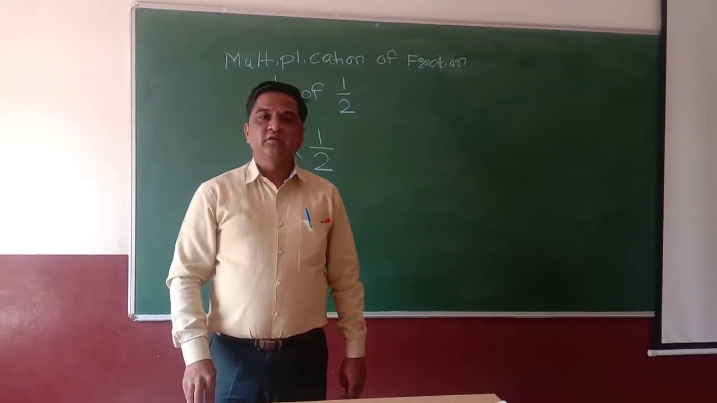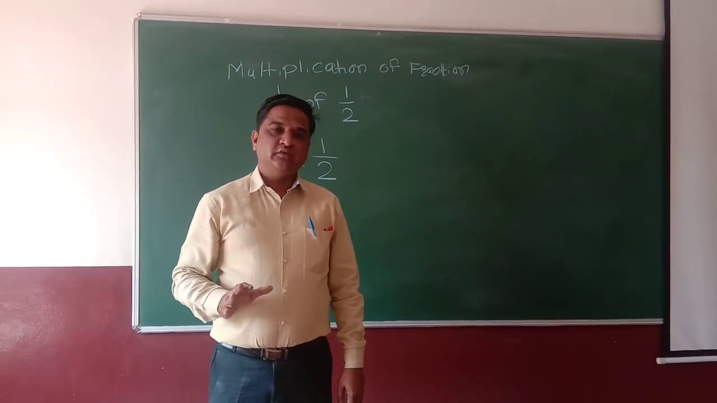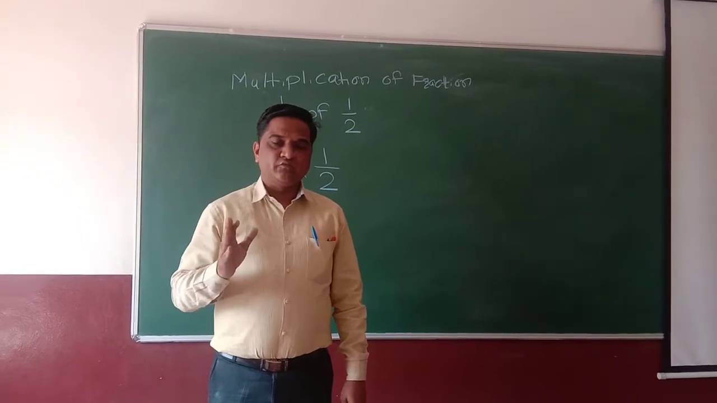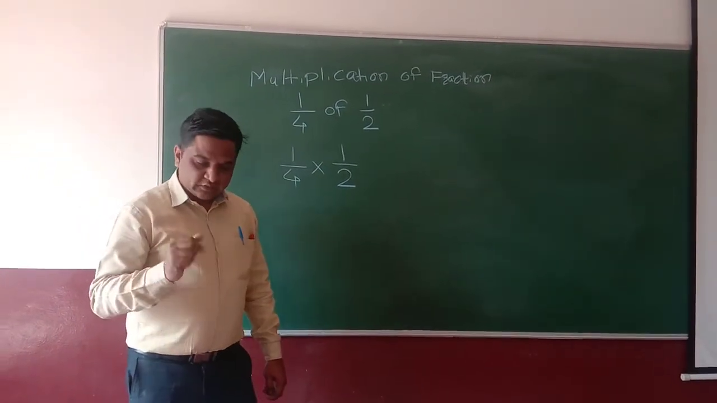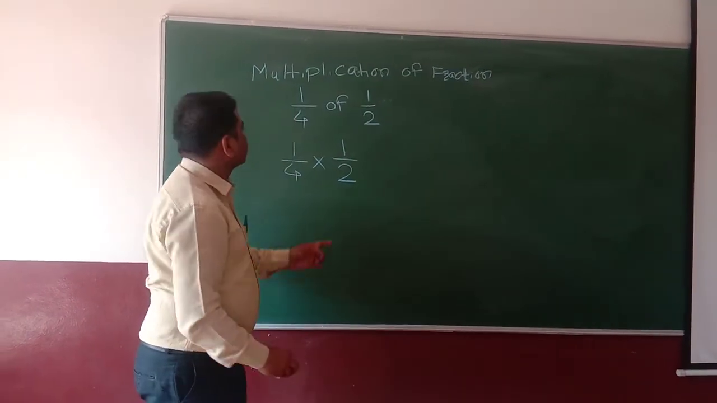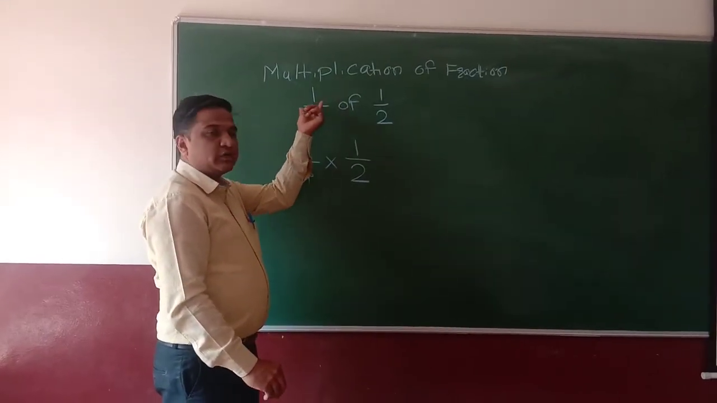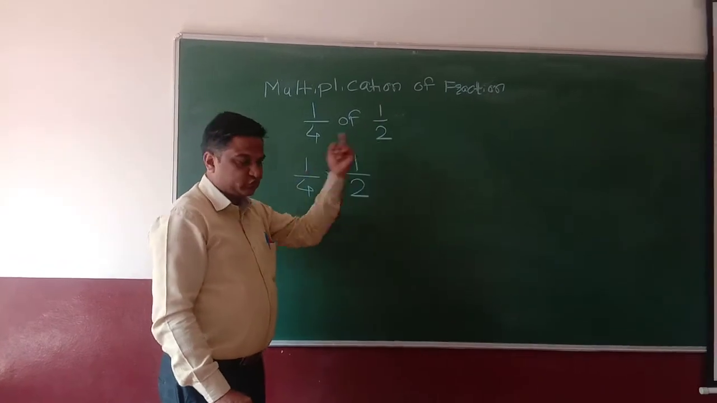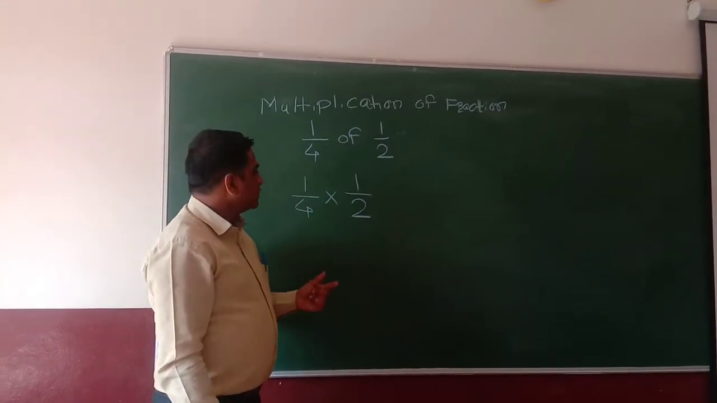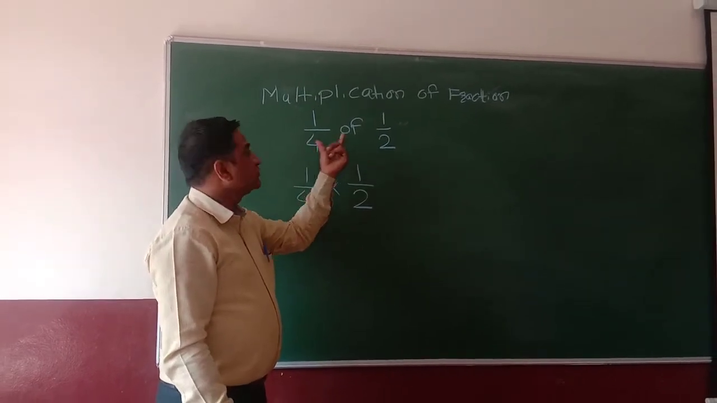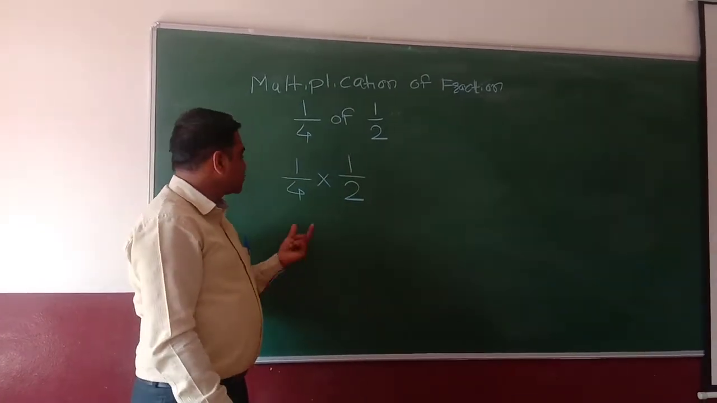Hello students, today we are going to see an activity to find the multiplication of two fractions. In multiplication of fractions, as I have written over here, 1 by 4th of 1 by 2 means we are taking a fraction of a fraction. Taking a fraction of a fraction is also known as the multiplication of fractions. So we are going to multiply.